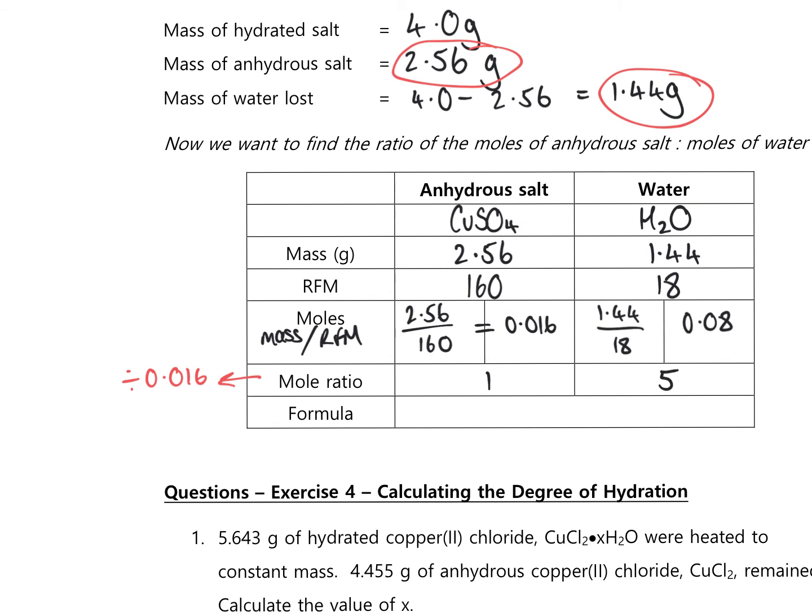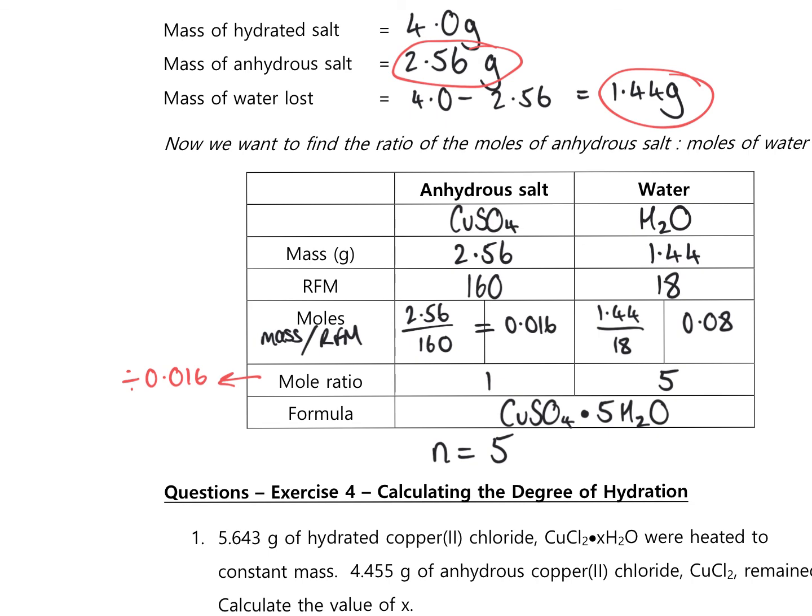So the formula is just then CuSO4.5H2O. And again, the question asks you, what is the value of N? So your final answer would actually be N equals 5. If they ask you for the formula, write the full formula out, remembering your dot for the water of crystallization being bonded. If they just ask you for the number of water of crystallization, then it's just a simple number.